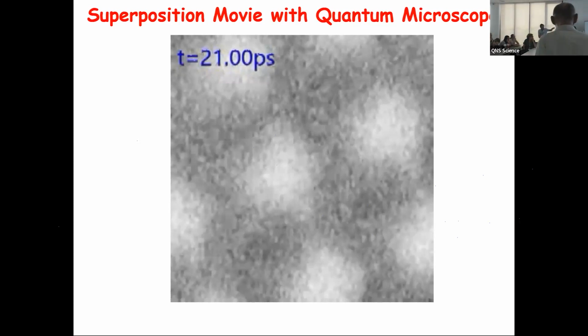What's the measurement time for this movie? Yeah, each frame takes about 15 minutes. So with 128 by 128, the whole movie took about 3 days. I think it's the shortest movie there, 21 picoseconds. But it's like going to the movies and watching a cartoon, where actually there's a guy who draws every frame. Right, so it's the same.